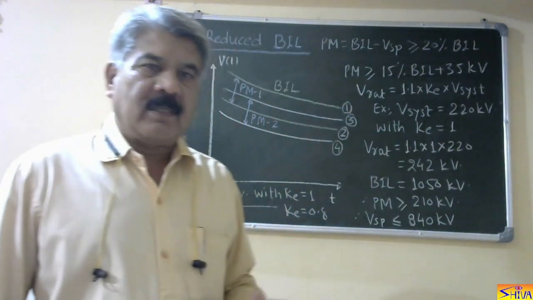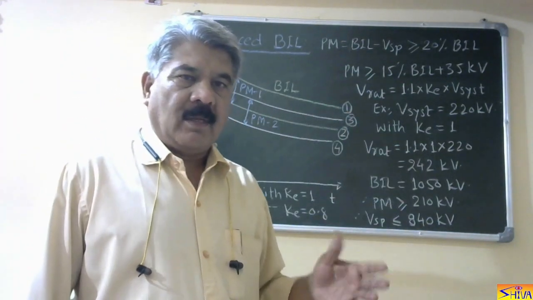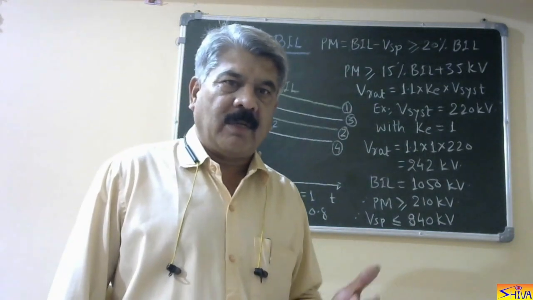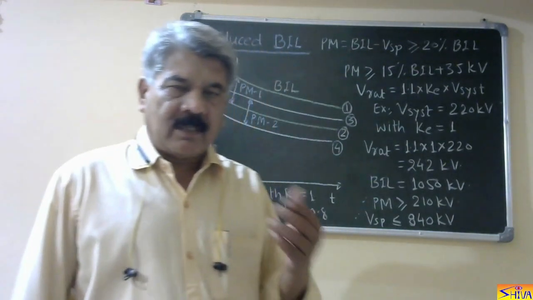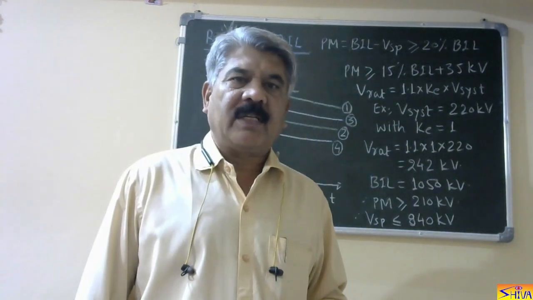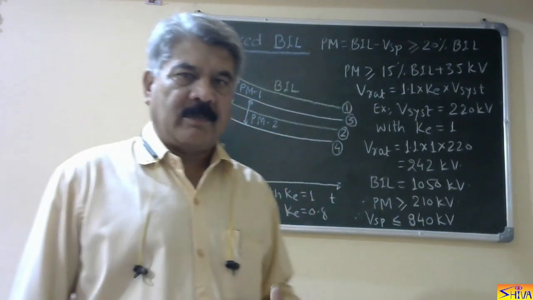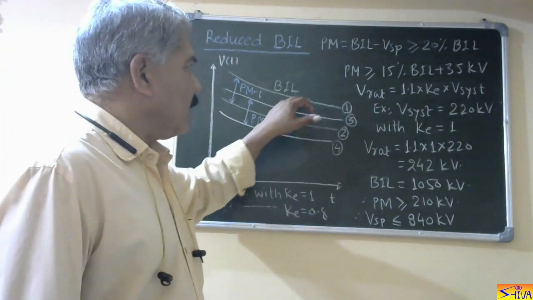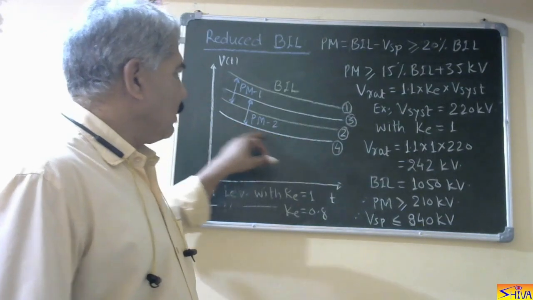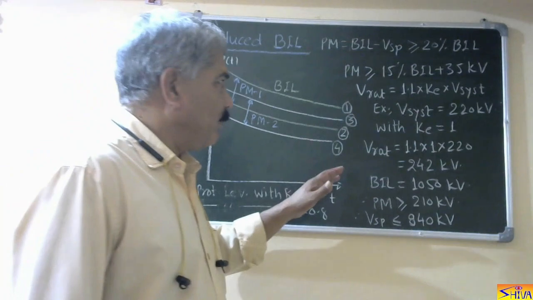Now, cost of the system depends on the insulation level of the system. Higher the insulation level, more will be the cost. If somehow we are able to reduce the insulation level of the system, then we will be in a position to reduce the cost of the system. Now BIL, if we want to reduce, we have to reduce the protection level of the lightning arrestor. Now let us see how it is done.